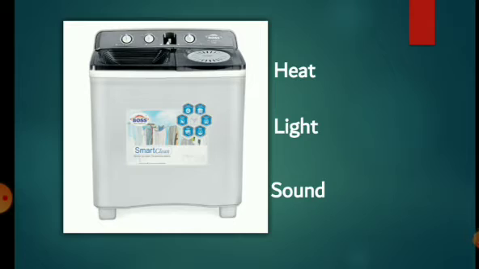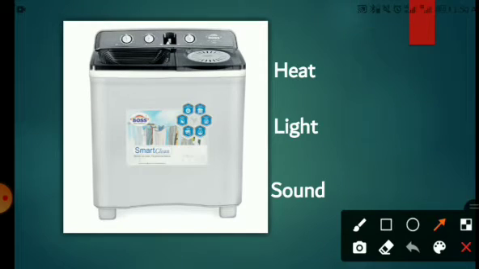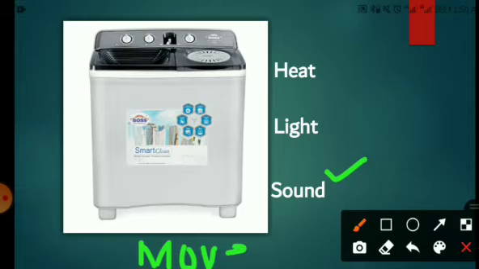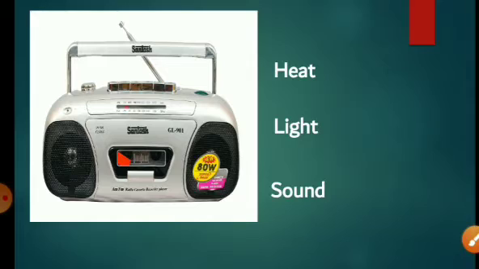It is a picture of a washing machine. When we switch on the washing machine, it gives us heat, light, sound, or movement. It gives us sound and movement. I will write here movement. It gives us sound and movement. Now come to the next picture.